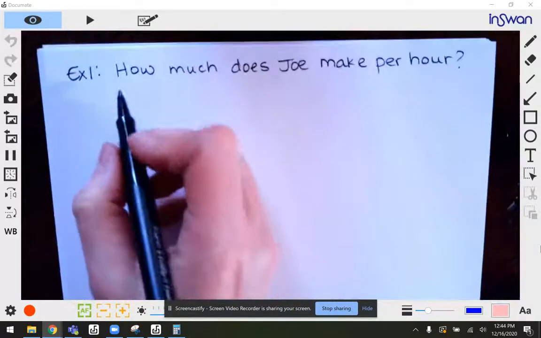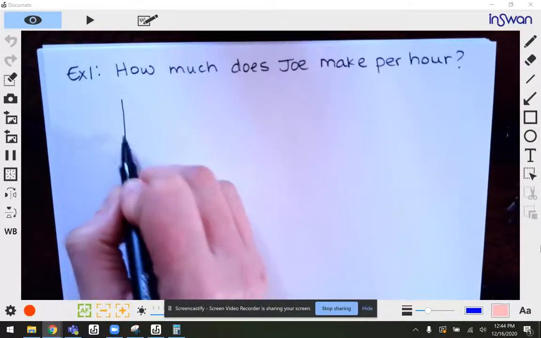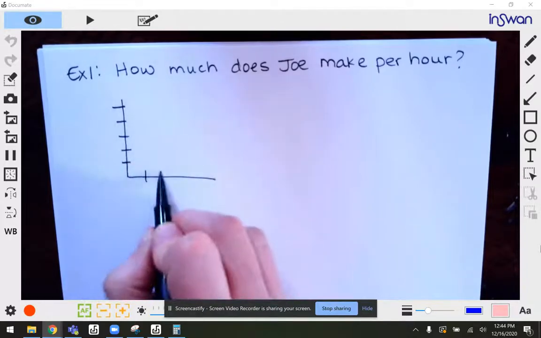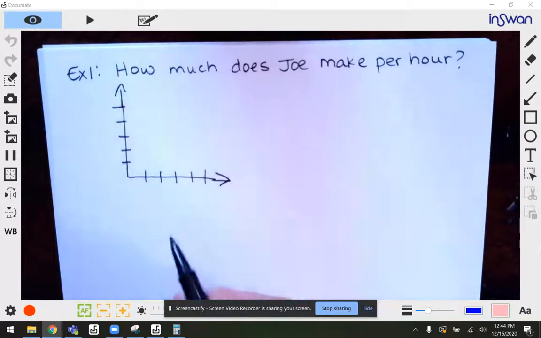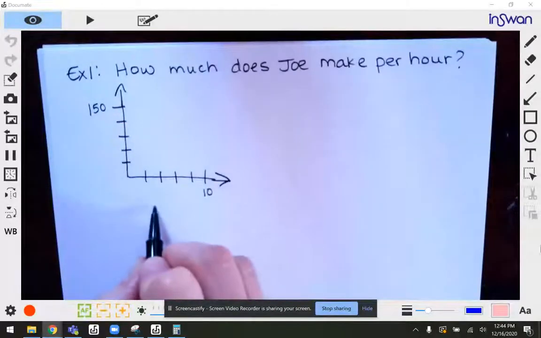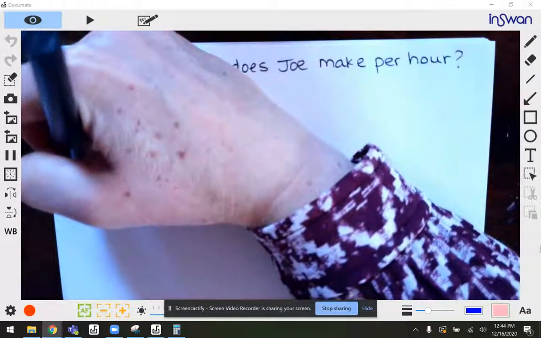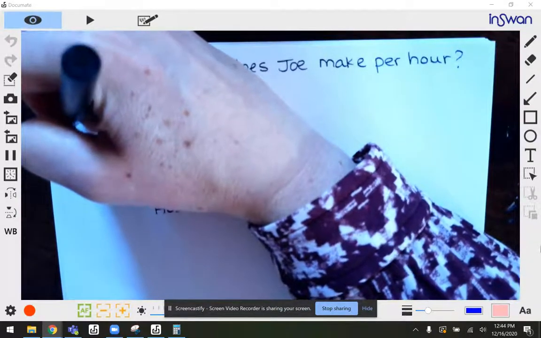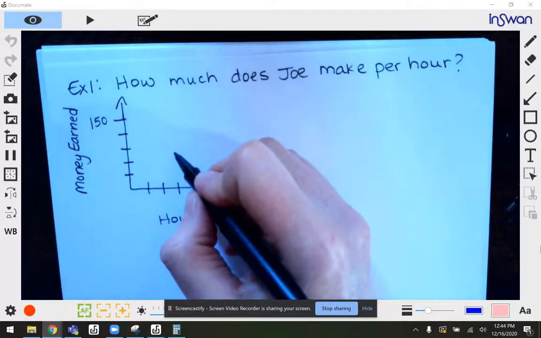Okay, so you're given this graph and 5 tick marks again. And we're told this is 10 and this is 150, and we're given a label. So this x-axis is hours and the y-axis is money earned. And our line looks something like this.